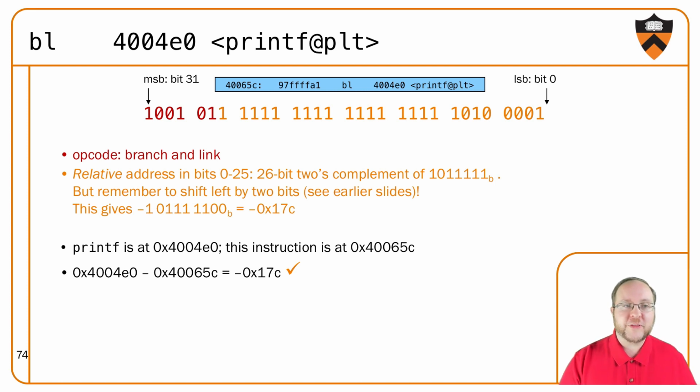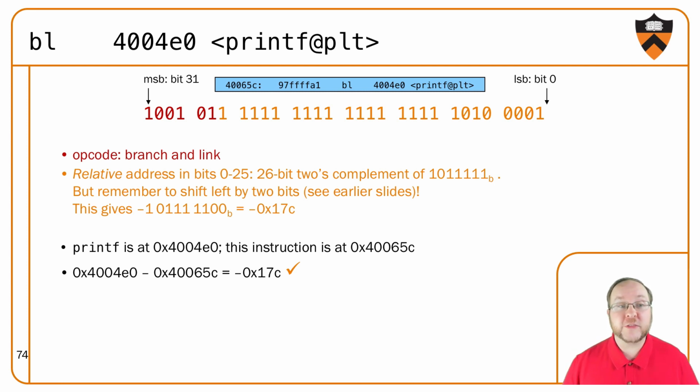But also remember that we shift left by 2 bits to restore the 2 bits we chopped off because we could, due to the alignment guarantee. So this is actually the negative of 101, 111, 100. Negative means the location we're jumping to is before the current instruction. This number is hex 17C bytes.